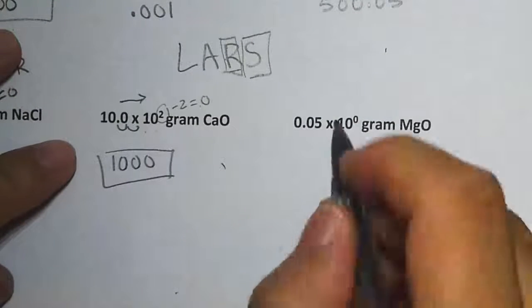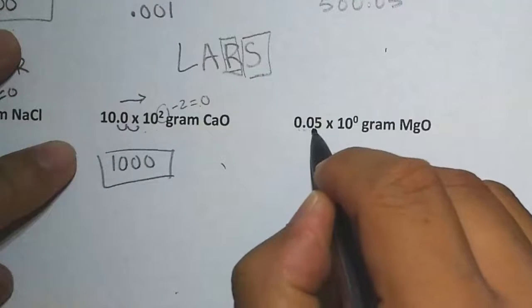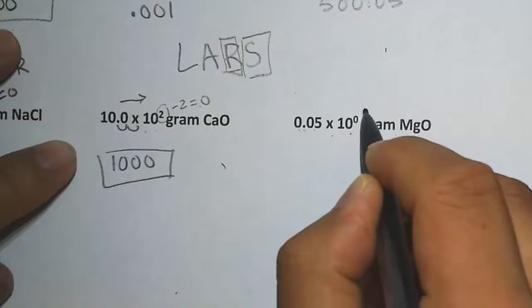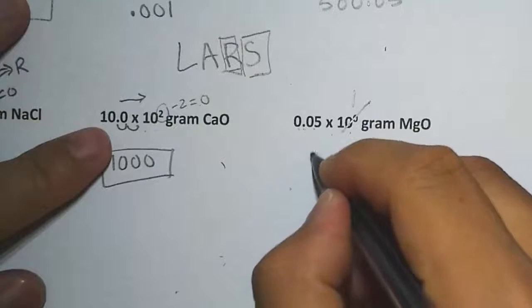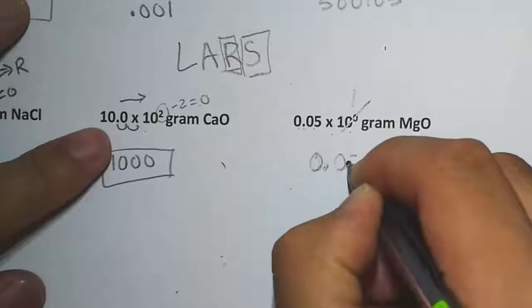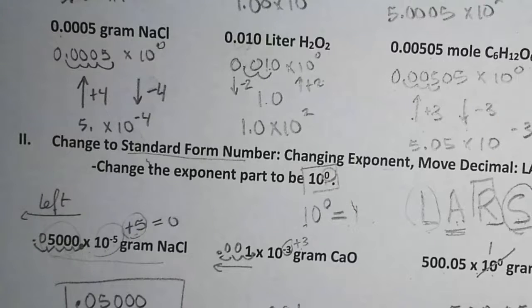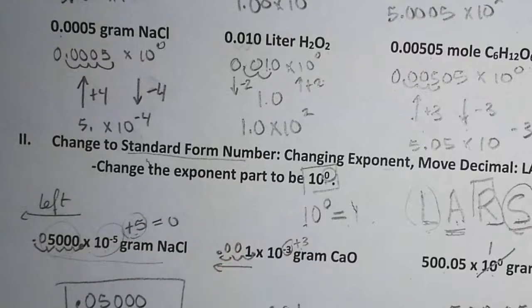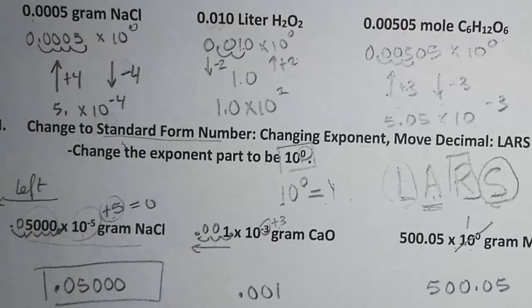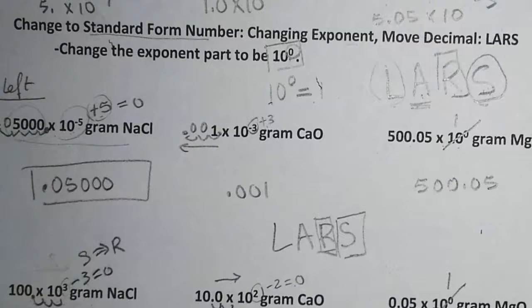Let's look at the other one. So we have 0.5 times 10 to the 0. And of course this is easy because 10 to the 0 is equal to 1. So the answer is just 0.5. And that is how you change a number in a format very similar to scientific notation, or scientific notation itself, to a standard form number that has all the digits in it.